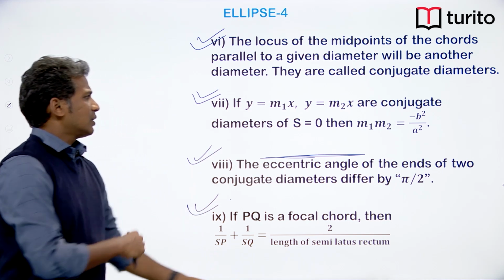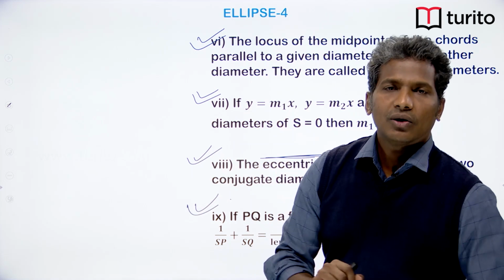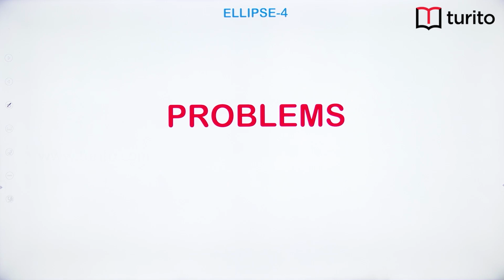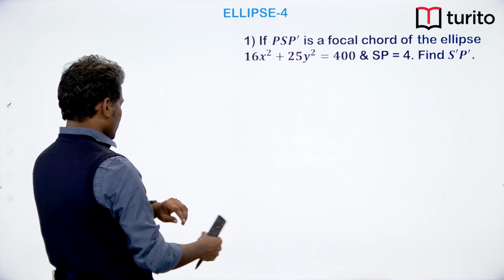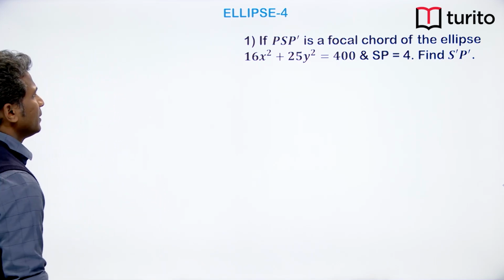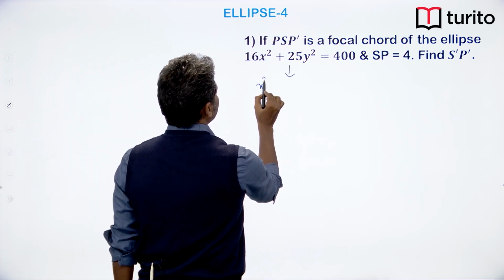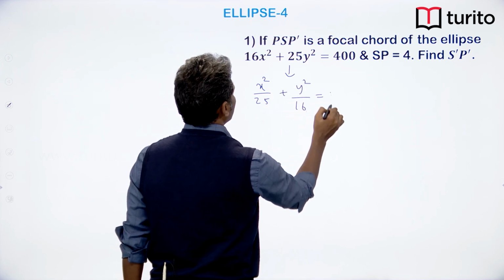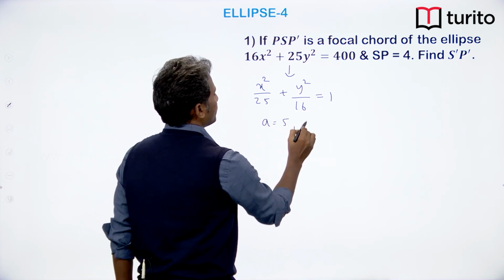Okay. So now shall we start problems? So with this we complete all ideas of chords, and now we will proceed with the problems. Okay. Next. So let us say this is our first problem, where P S P dash is a focal chord of the ellipse. So here if we simplify this ellipse, we are getting x square by 25 plus y square by 16 equal to 1. So which will give me a equal to 5, b equal to 4.